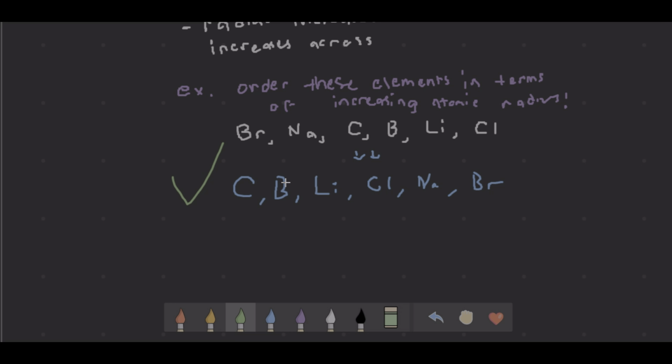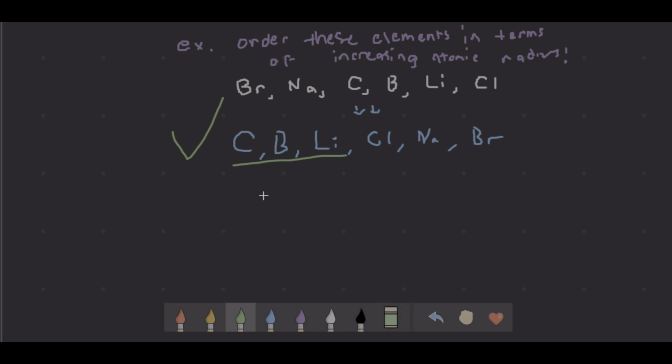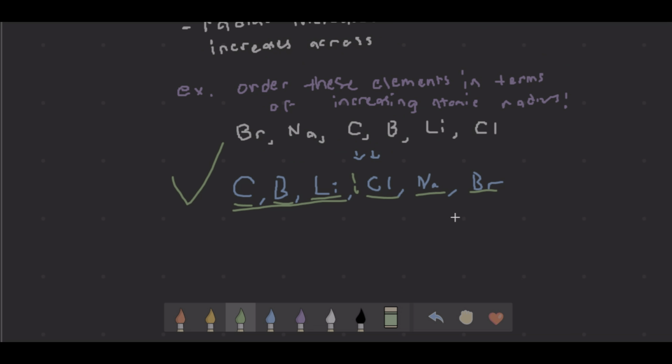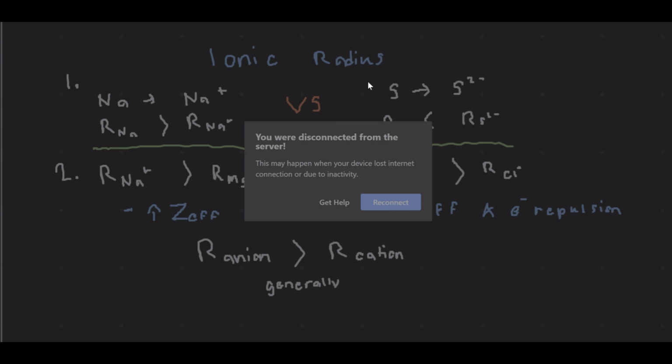The reasoning is because these three elements are all in the same period, and carbon has the most protons out of all of them, meaning that at a constant distance, the effective nuclear charge of carbon is higher, and then boron, and then lithium last. And then we go down one more period to chlorine and sodium, where chlorine has a higher effective nuclear charge than sodium. And then we go down another period to bromine, which has the longest distance between particles.